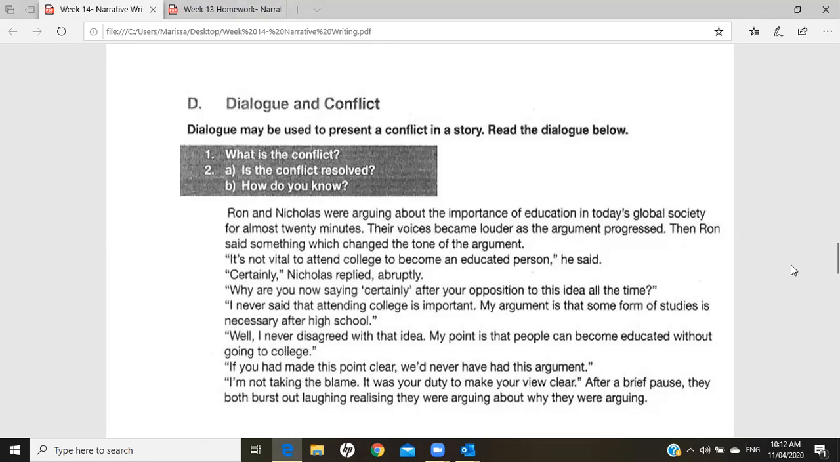And part two says, is the conflict resolved and how do you know? So after they're arguing, do y'all think the conflict was resolved and how do you know? Joshua, do you think it was resolved, or maybe it wasn't resolved?